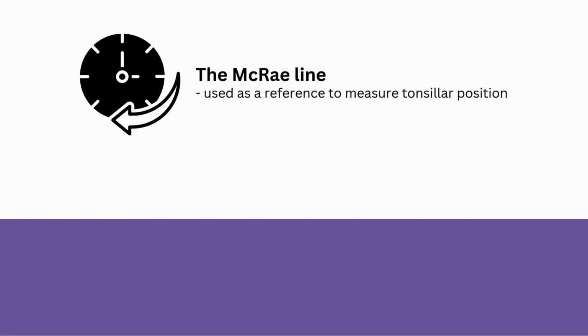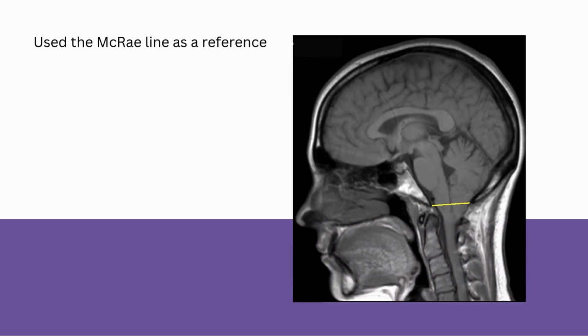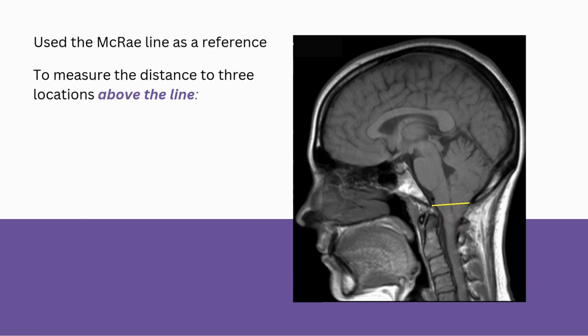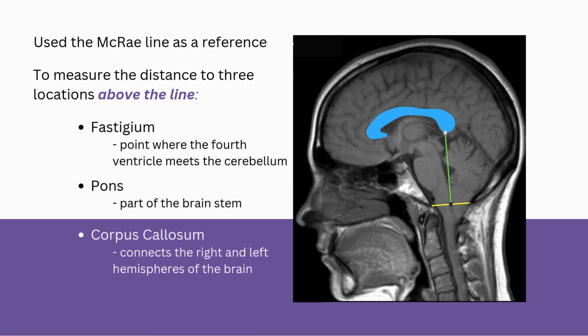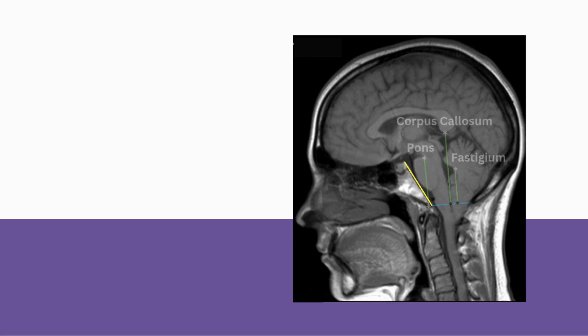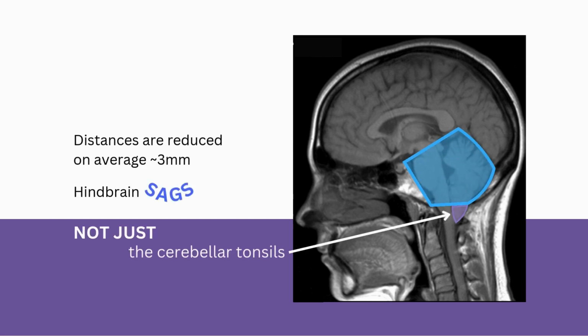As we learned earlier, the Macrae line is used as a reference to measure tonsillar position. The Conquer Chiari study went further and used the Macrae line as a reference to measure the distance to 3 locations above the line, rather than below. Namely the fastigium, which is a point where the 4th ventricle meets the cerebellum and is easy to see on an MRI, the pons, which is part of the brainstem, and the corpus callosum, which connects the right and left hemispheres of the brain. Much like the clivus bone, in Chiari patients, these distances are reduced on average by about 3 millimeters, meaning that the entire hindbrain sags or sits lower, not just the cerebellar tonsils.